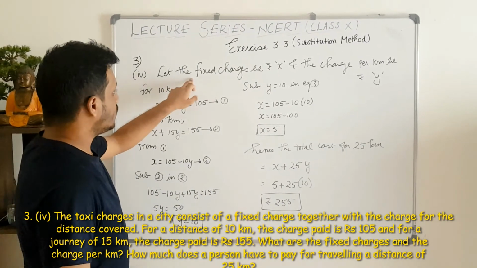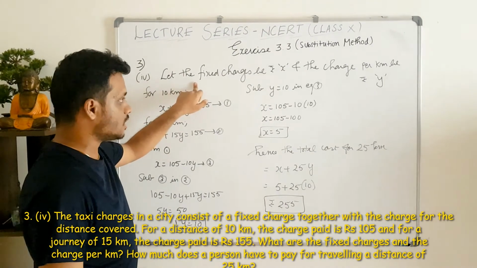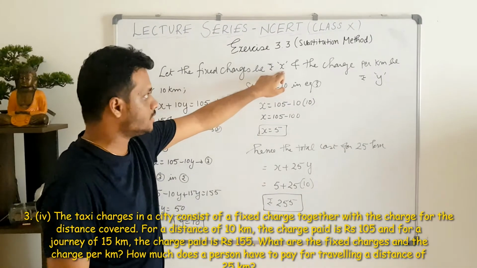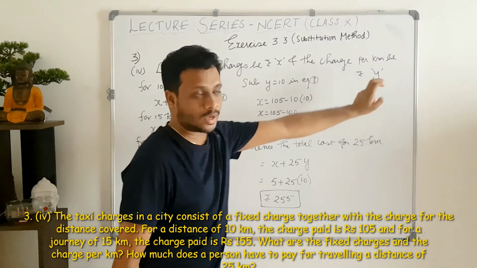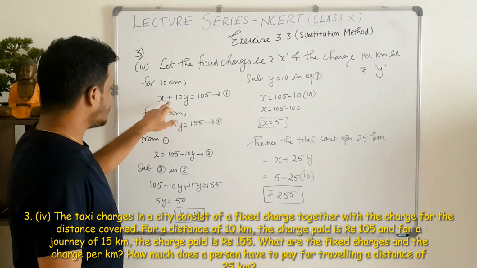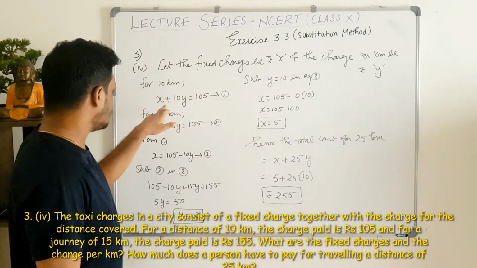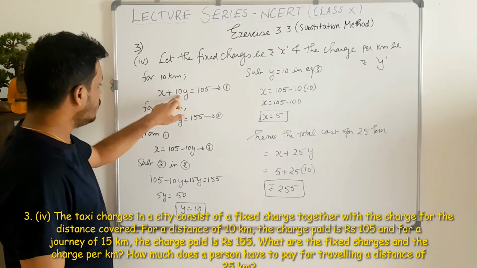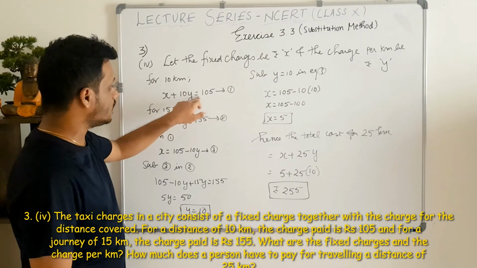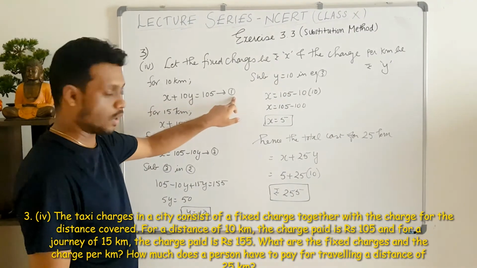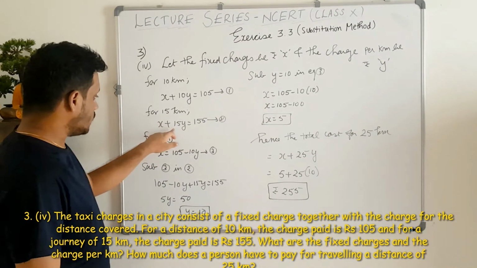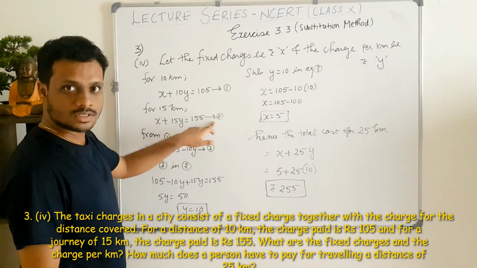So here they say in a taxi there are fixed charges and charges according to the distance. So we have assumed the fixed charges to be rupees x and the charge per kilometer as rupees y. According to the question, for 10 kilometers we will be getting x plus 10y equal to 105, which means the fixed charge plus 10 times y, the charge for 1 kilometer. So this is equation 1. Then for 15 kilometers they pay 155 rupees, which is x plus 15y equal to 155. So this is our equation 2.